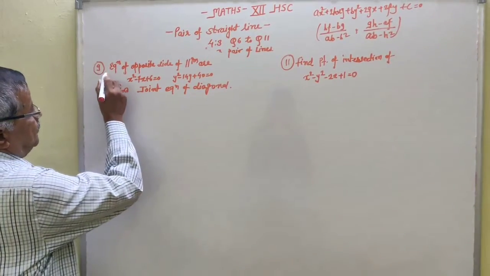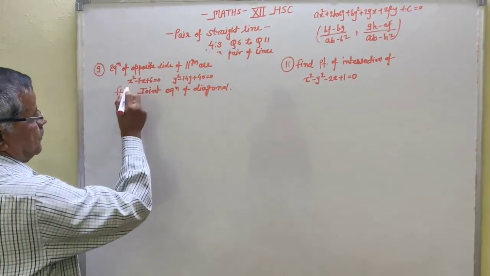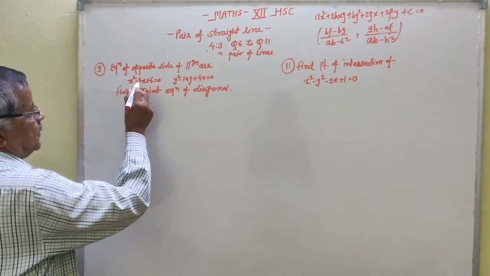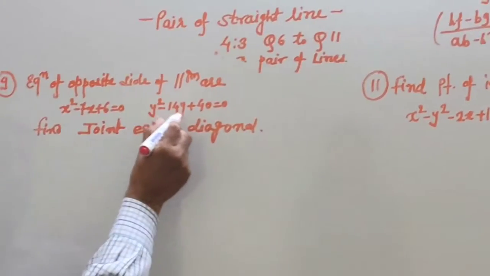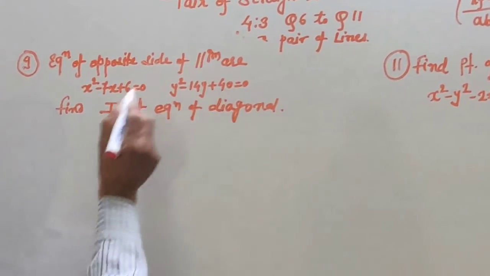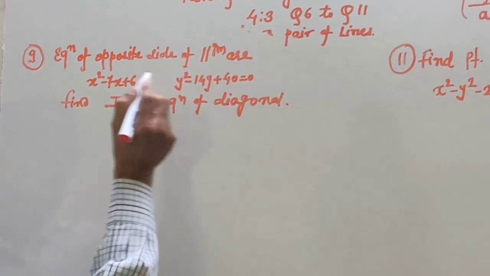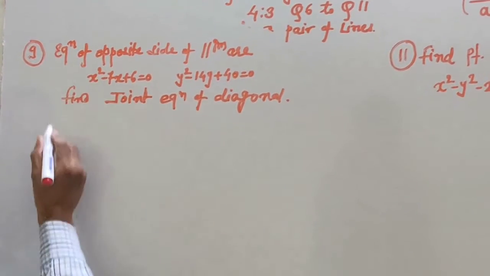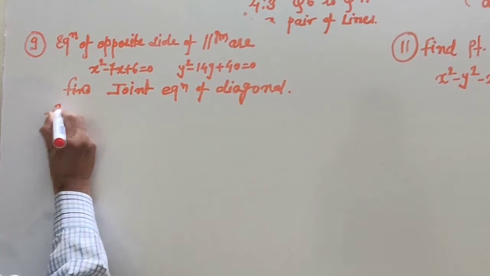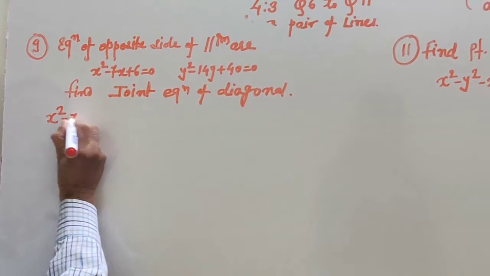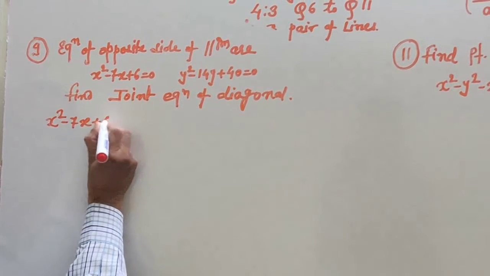Going to solve the problem number 9. Equation of the opposite sides of the parallelogram are given. X square minus 7x plus 6 and y square minus 14y plus 40 is equal to 0. Find the joint equation of diagonal. So I will first split this by middle term splitting. Okay. Now the equation is given like this.